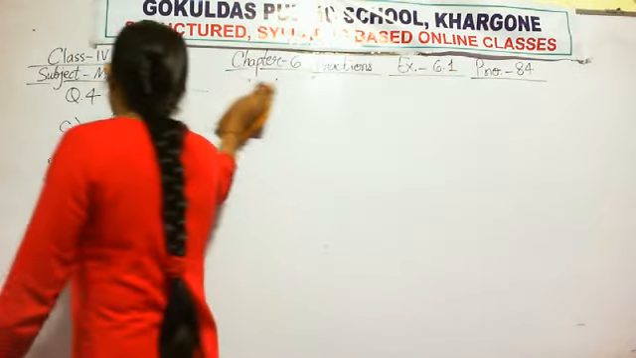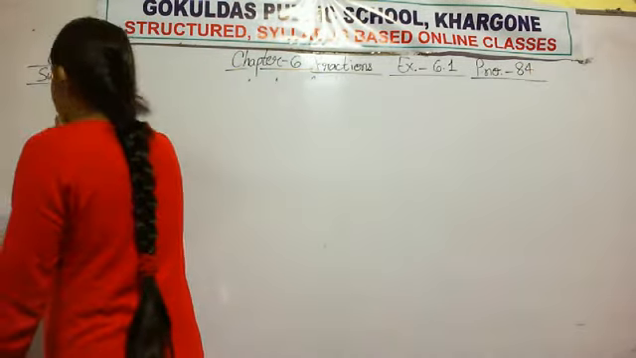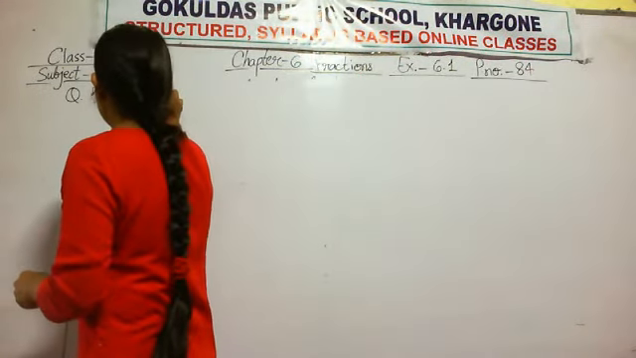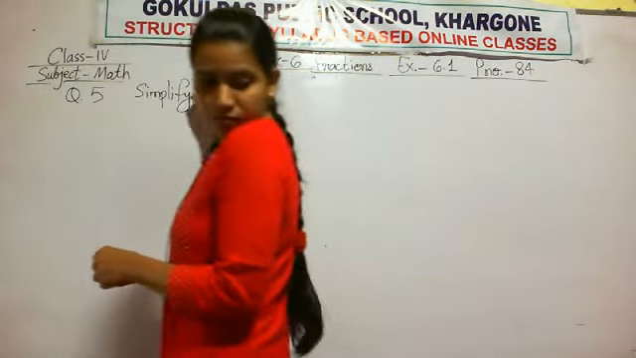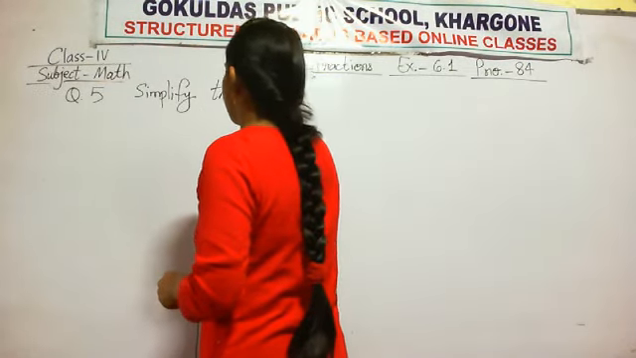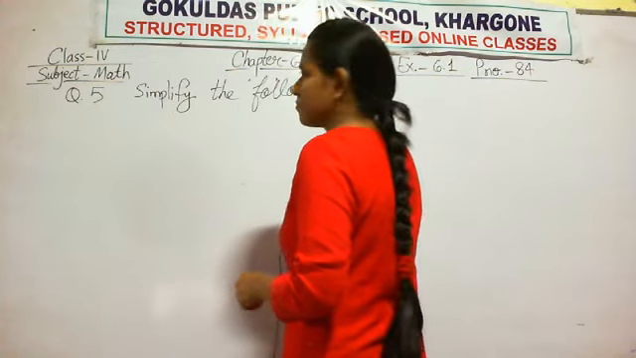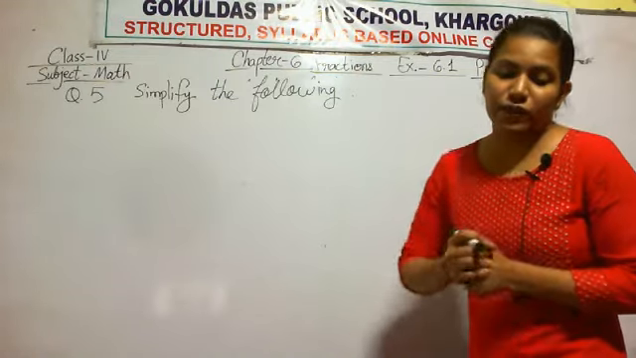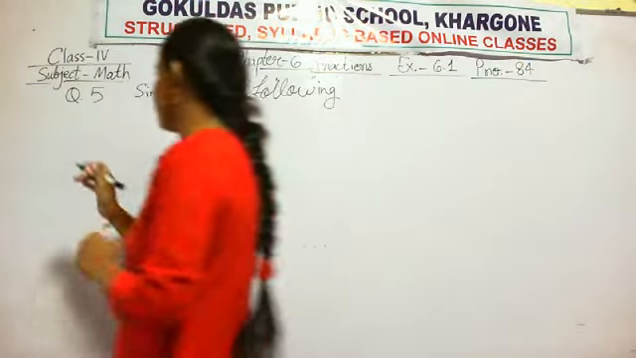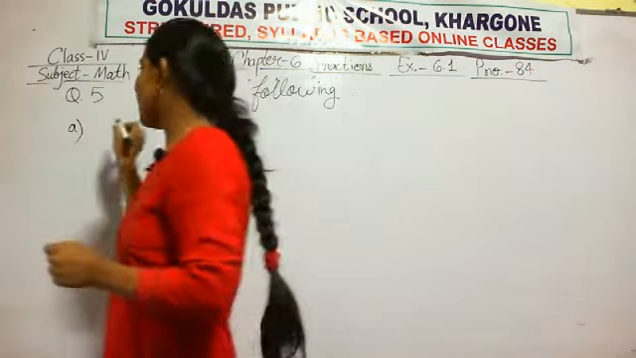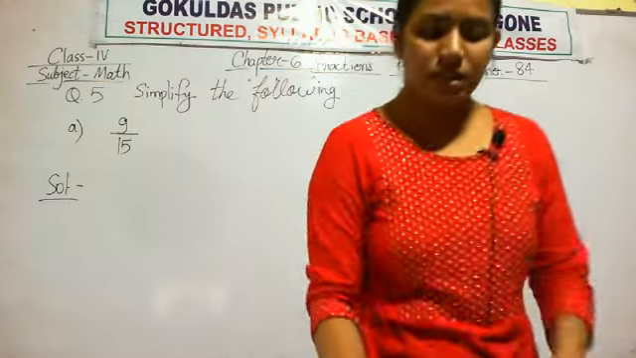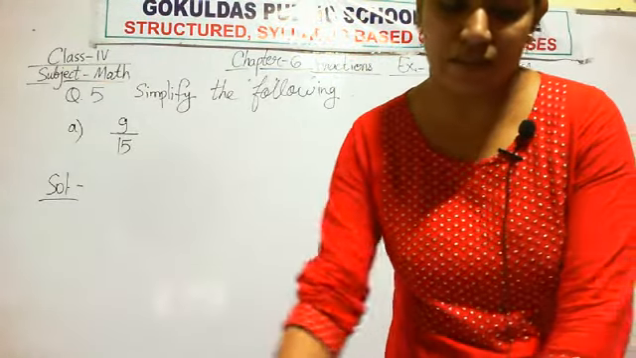Now the last question of this exercise, which is question number 5. Simplify the following fractions to the lowest term. Question number A, 9 upon 15.